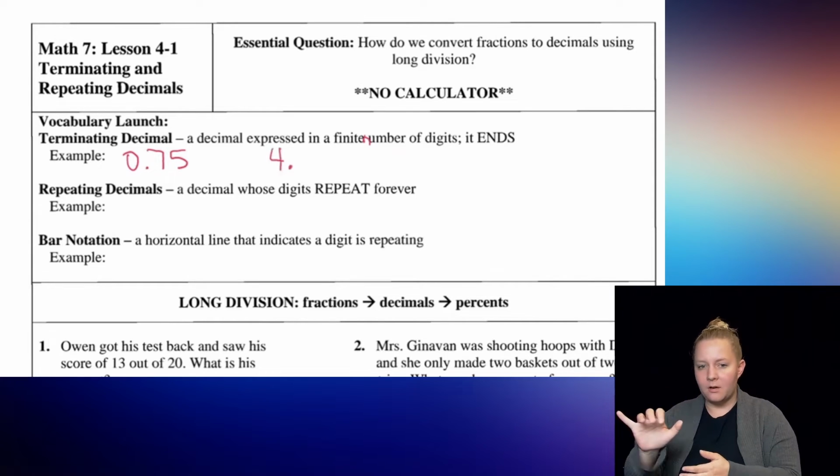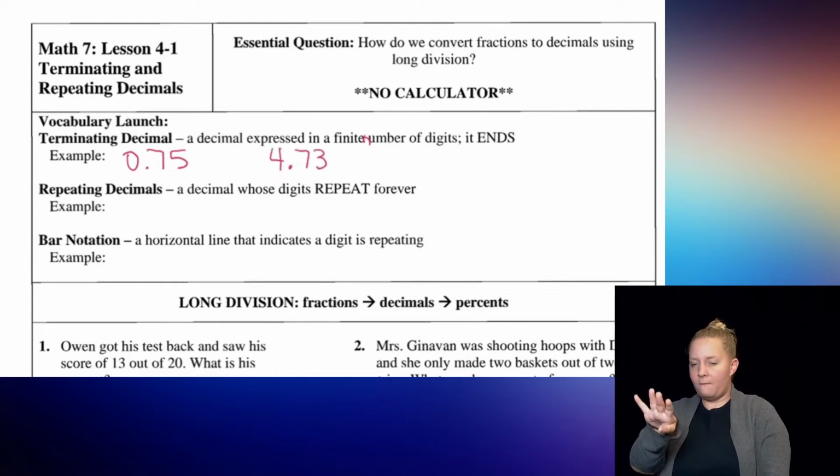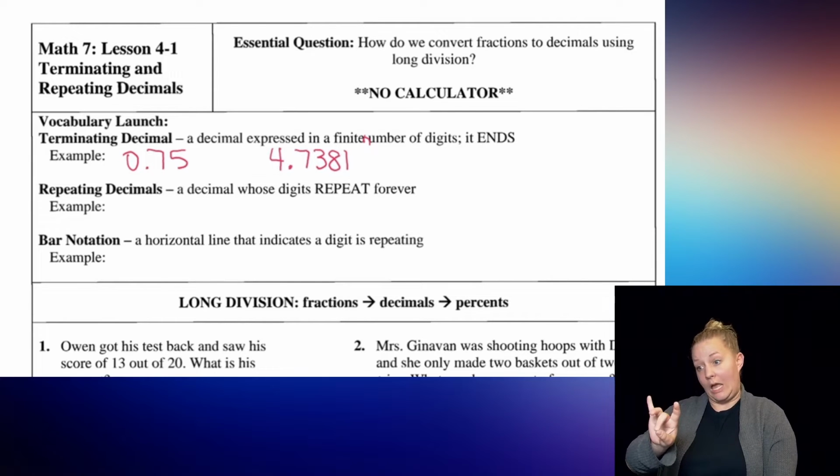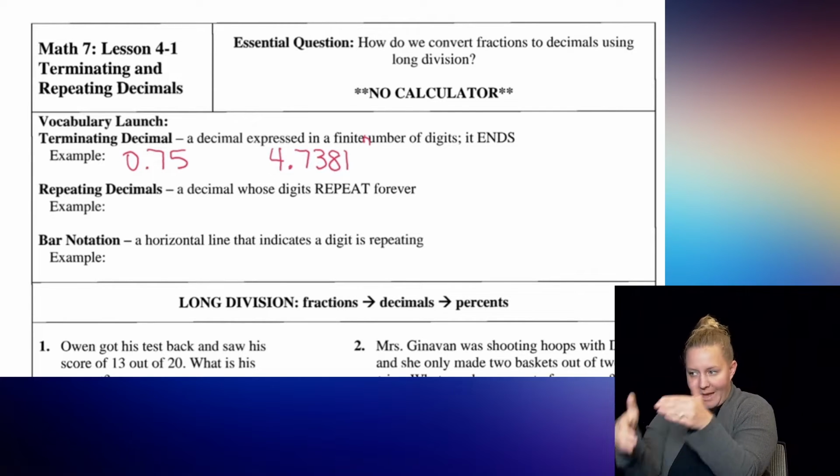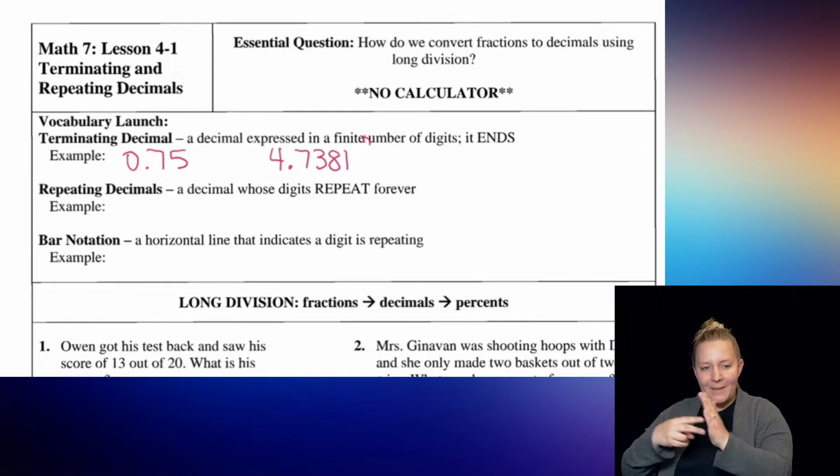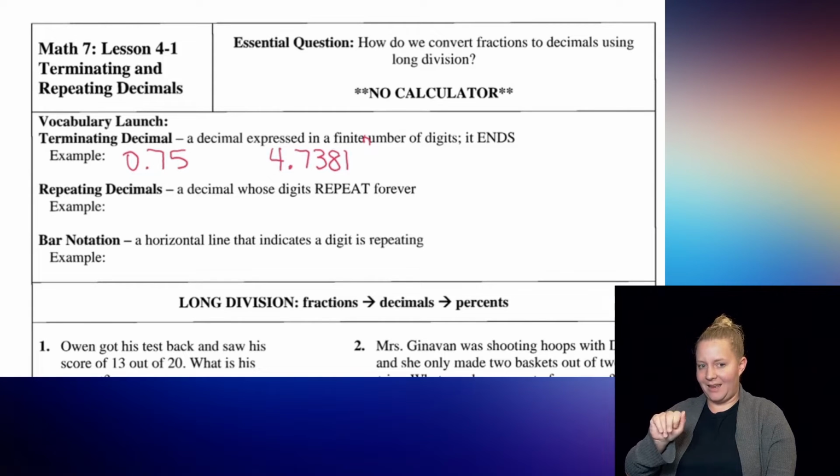We could also have like 4.7381. It stops. It ends. So that is a terminating decimal. It stops. The next one is a repeating decimal, a decimal whose digits repeat forever and ever and ever.